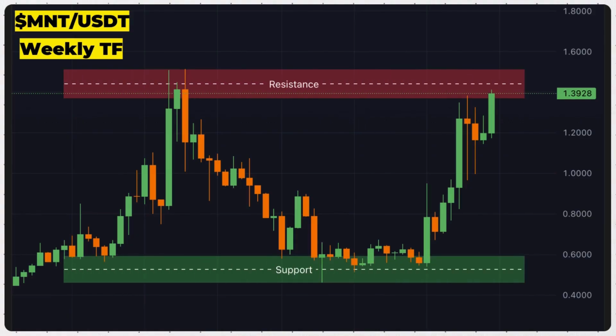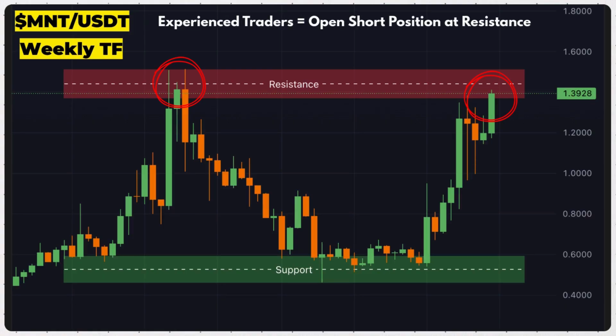First, mark the obvious support and resistance zones on the charts. On the weekly time frame, you can see that Mantle has reached its major resistance area around $1.4 to $1.5. At resistance, experienced traders may look for short setups. But if you're a beginner, you don't need to short. Just understand that resistance is a place where you generally want to avoid buying.